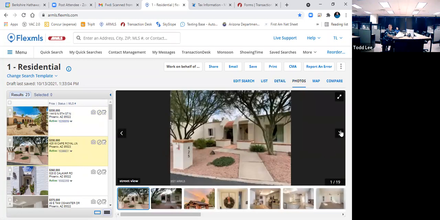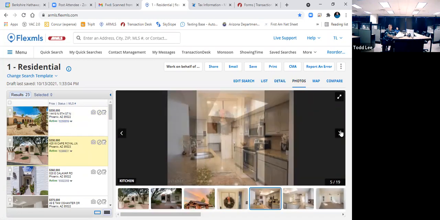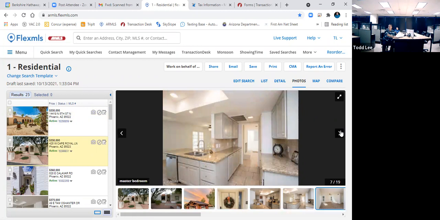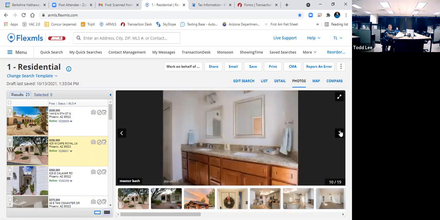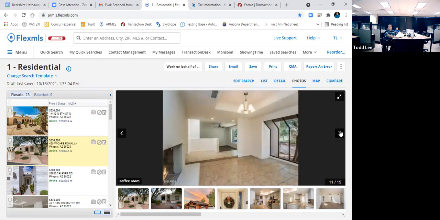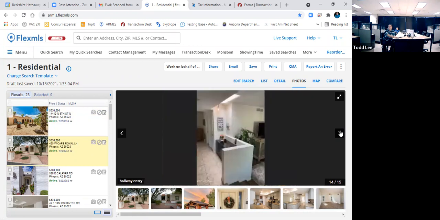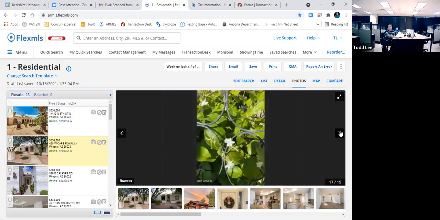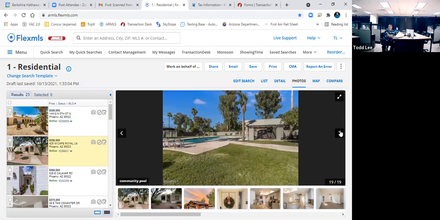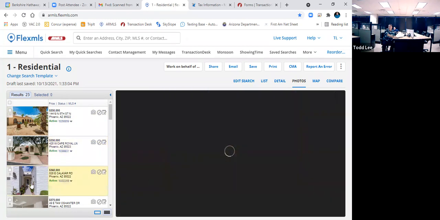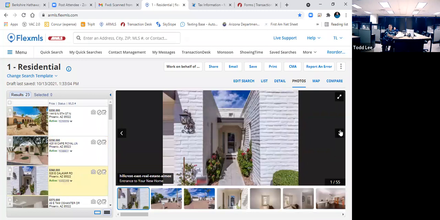Let's take a look at the interior of this one. Not bad. Granite, looks clean. Yeah, it's a little dated in some areas, but at least the kitchen has been updated and the bathrooms have been kind of updated. That's the community pool. And then we've got Amy's listing.